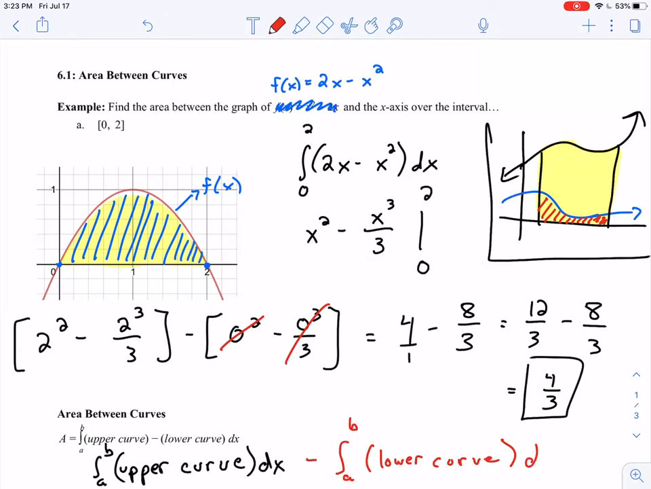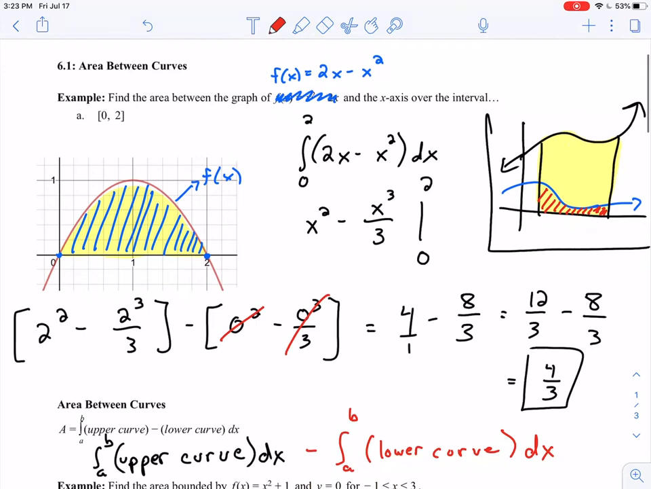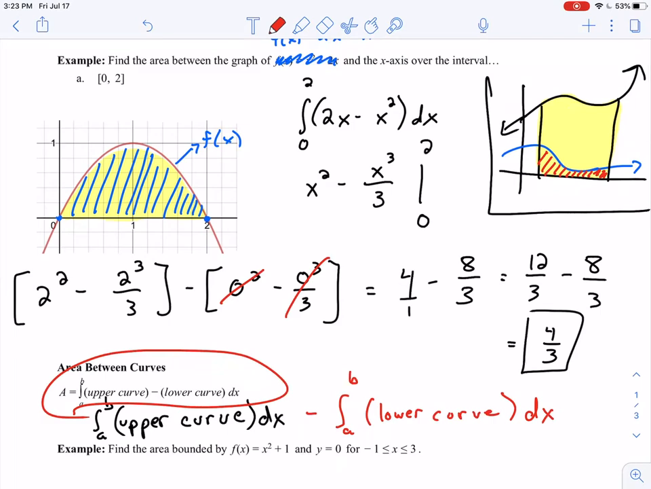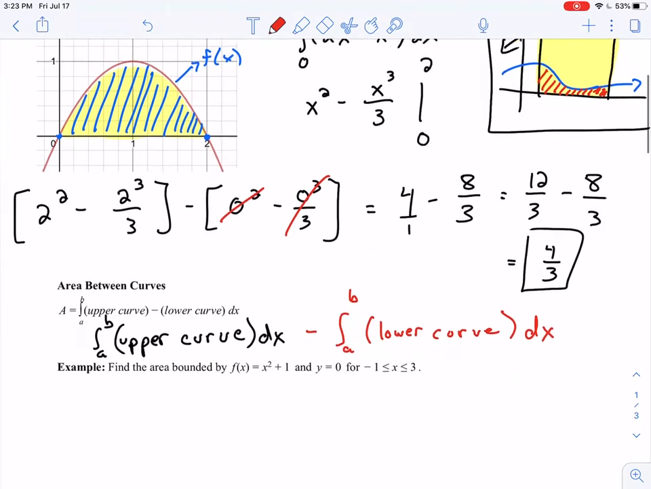And then of course I can just combine those into a single definite integral, and it makes the process look a little bit easier, a little bit nicer. So this is the process that we're going to use to find the area between two curves. We're going to take our upper curve minus our lower curve and then find the definite integral.